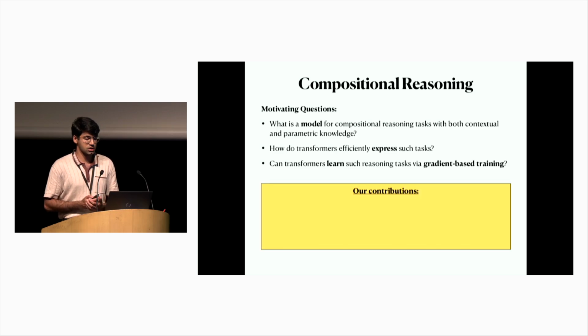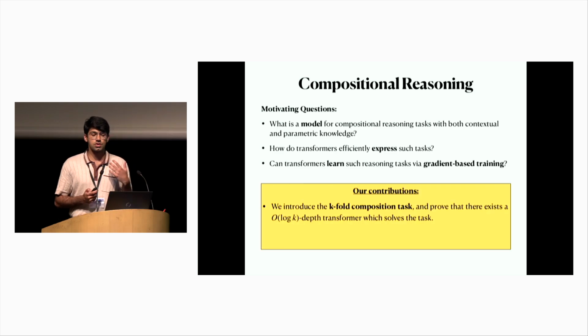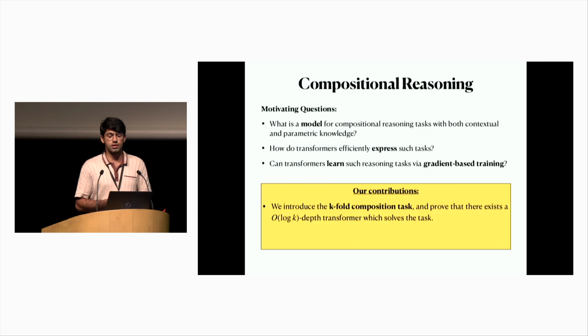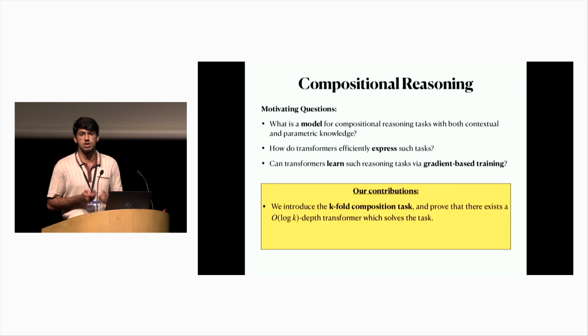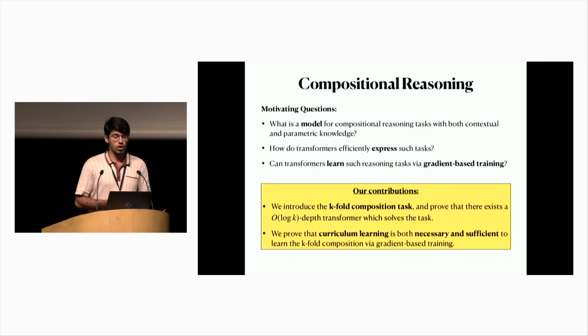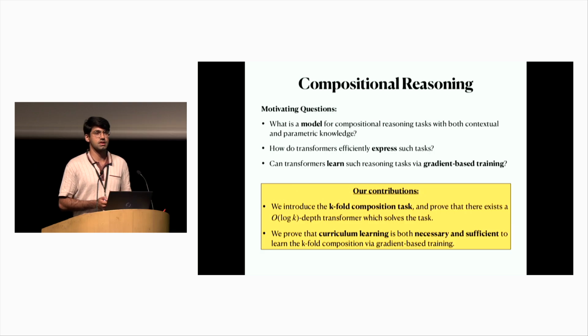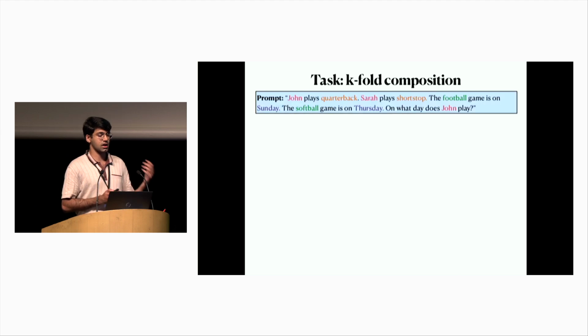So our main contributions are as follows. We first introduced the k-fold composition task and proved that there exists a log k depth transformer which can solve the task. And moreover, we proved that curriculum learning is both necessary and sufficient in order to learn the task via gradient-based training. Okay, so let me return back to this natural language example now spelled out in more detail.